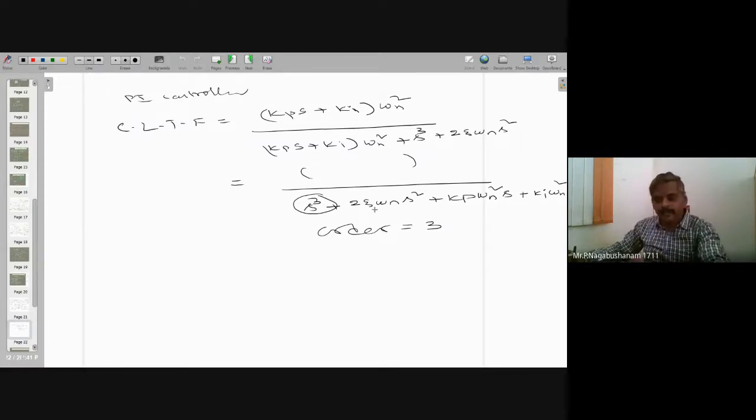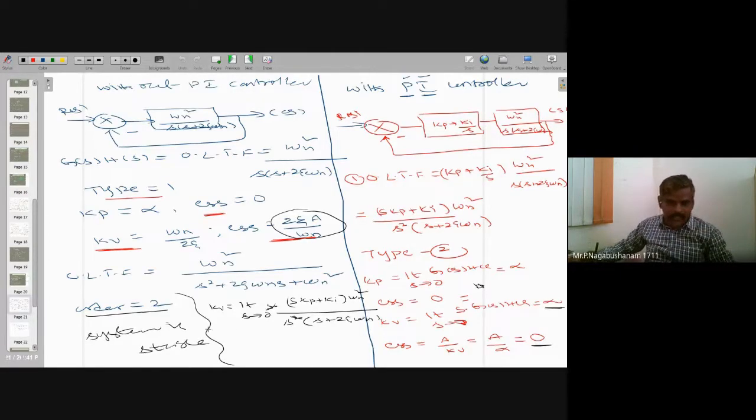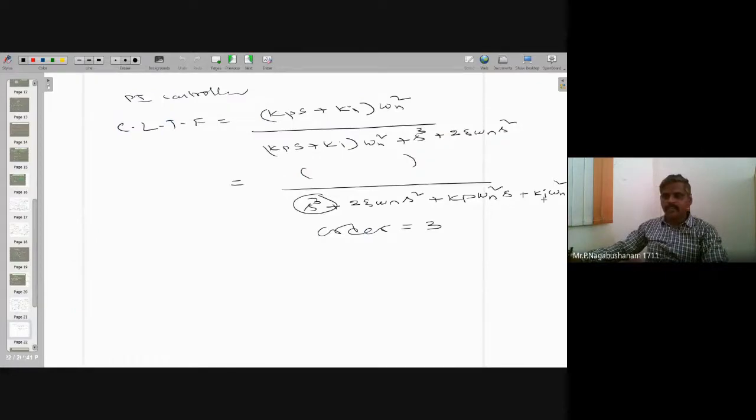Now check the previous one. The last term was omega n square. If you check here, the last term is not omega n square, it is Ki into omega n square. Yes, the frequency also changed. So the system may become unstable if you are not designing a proper value of Ki.